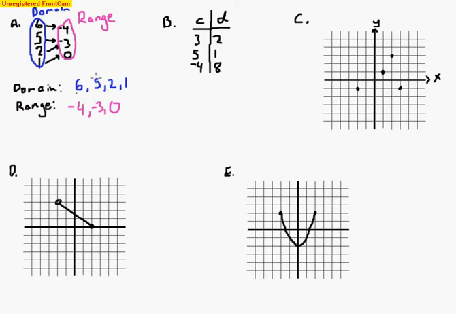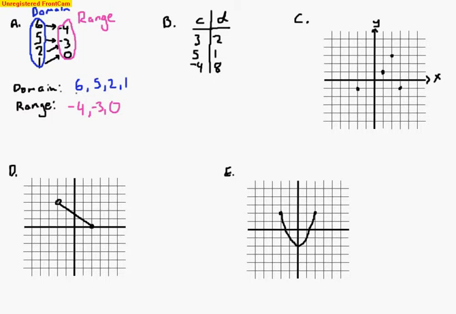If a number repeated, we wouldn't have to write it twice. And actually, a number does repeat. Could you figure out which range value repeats? Well, it's right here, -3. See how 5 goes to -3 and 2 goes to -3. So we just have to write it the one time.